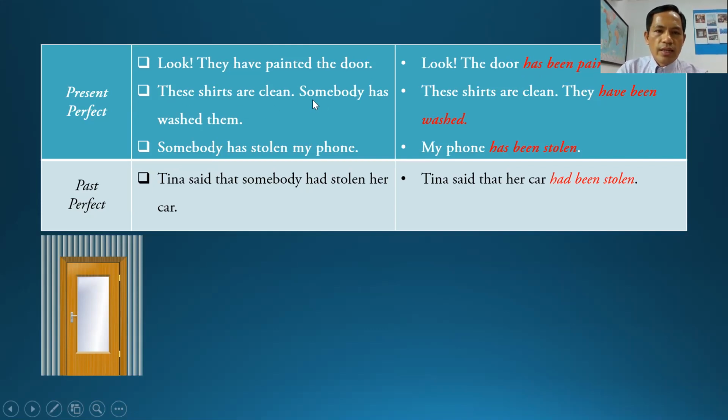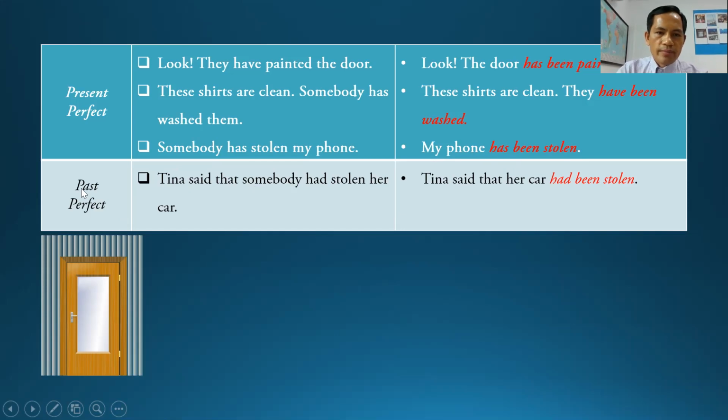Second, dishes are clean. Somebody has washed them. Has washed. The present perfect. And it's used here. Dishes are clean. They have been washed. They, plural, we use have. And then been is verb to be, washed. Somebody has stolen my phone. My phone has been stolen. My phone is singular, so we use has been stolen.